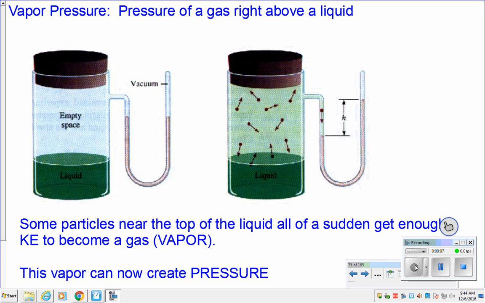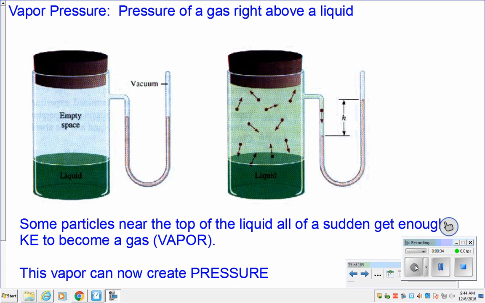Vapor pressure is defined as the pressure of a gas right above a liquid. So something that we consider a vapor is typically found as a liquid at room temperature, but can be vaporized with the addition of heat. Water is an excellent example of this. If you have some liquid water and you apply heat to it and you get steam, kind of that moist steam is what we think of as being a vapor.